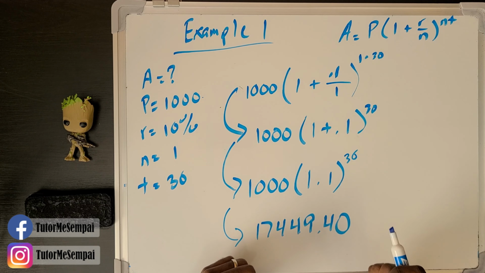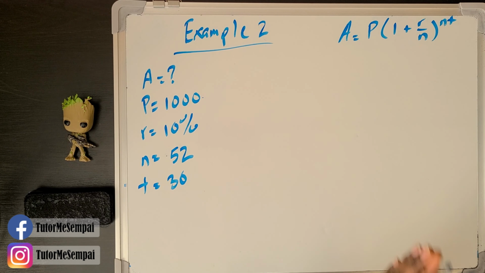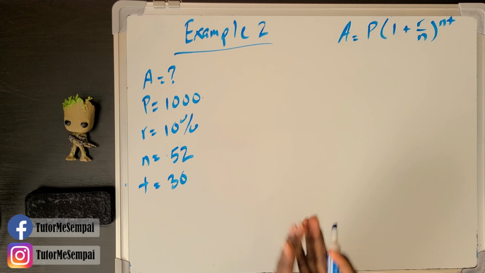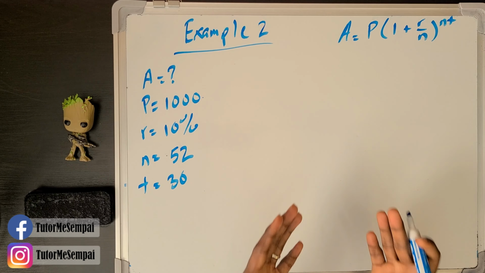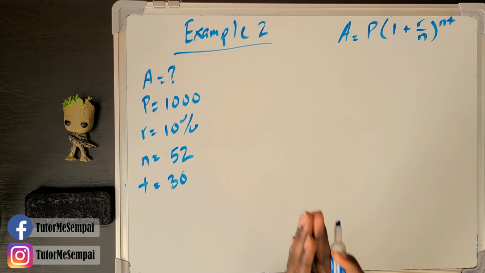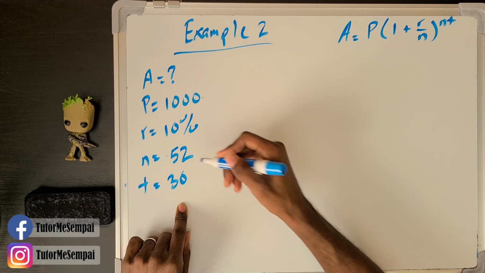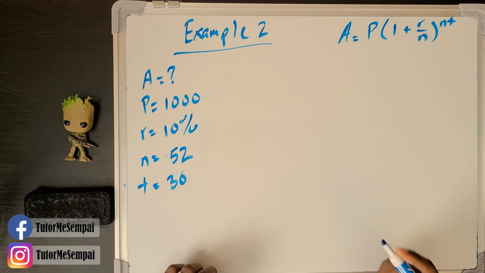So let's look at example 2. The only difference that we have in example 2 is how much we're going to be compounding. So instead of compounding annually once a year, we're going to be compounding weekly. Now there's some things that compound even more than that, but we're only going to be looking at weekly for this example. And there are about 52 weeks in a year, so N is going to be 52. So let's plug all this into our formula and see what we get.